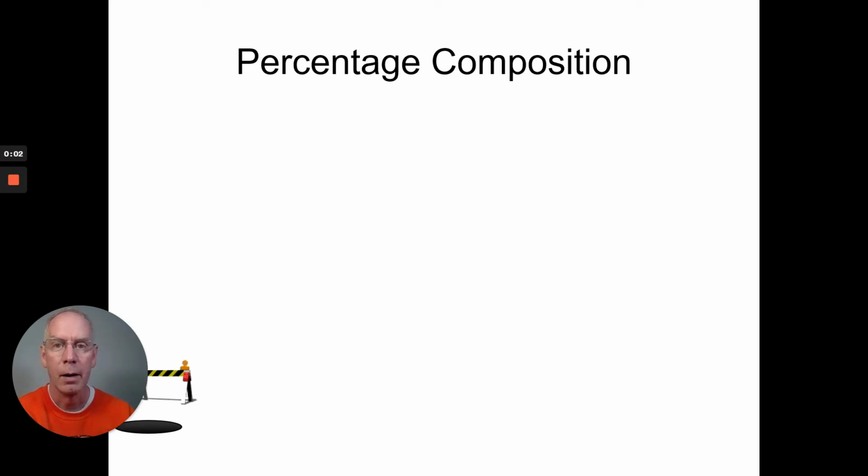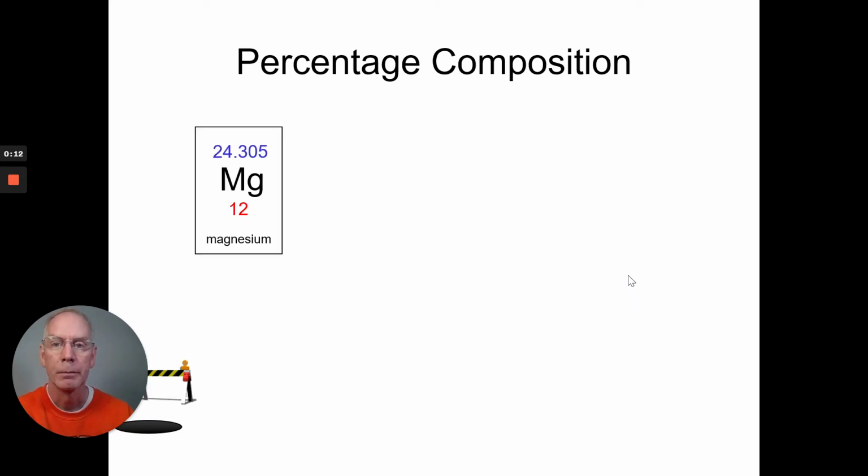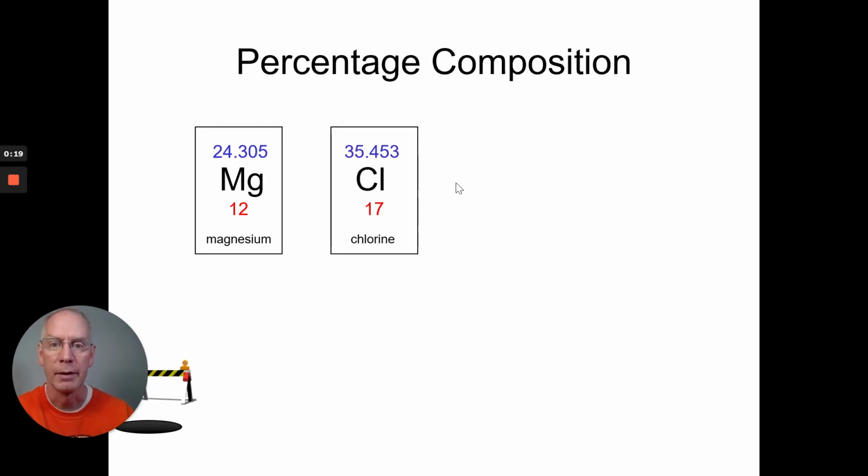Today we're going to be talking about how to find percent composition as well as how to work with an empirical and molecular formula and explain the difference between those two. So let's begin. If I were to take magnesium, and here's this block from the periodic table, and chlorine, and here's this block from the periodic table, I could make a compound from these.